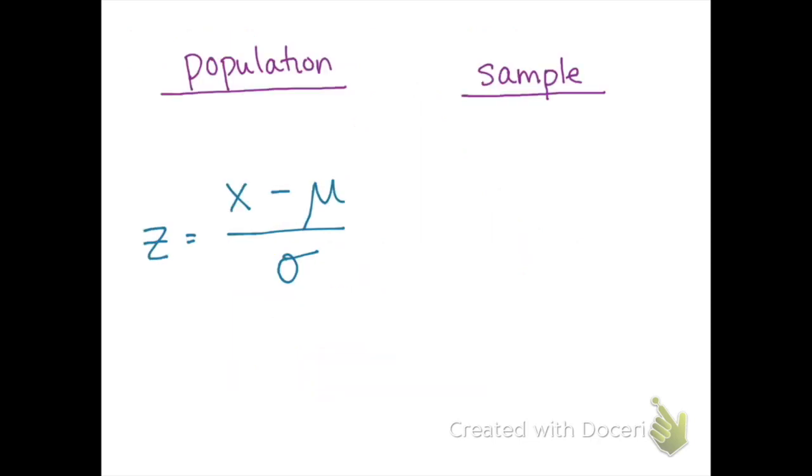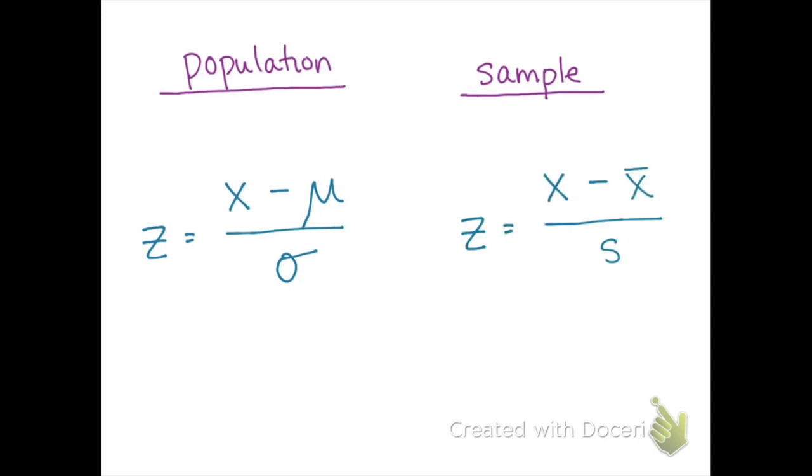To find a z-score using the population mean and population standard deviation, we use the formula z equals x minus mu all divided by sigma, where x is the data value of interest. To find a z-score using sample data, we use the formula z equals x minus x bar all divided by s, where again x is the data value of interest.